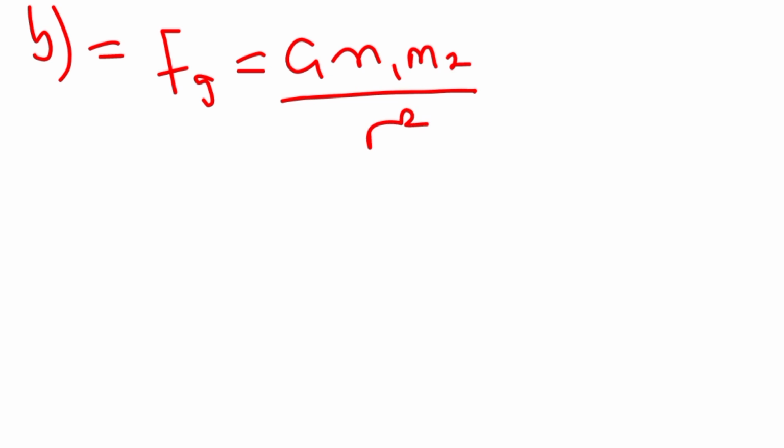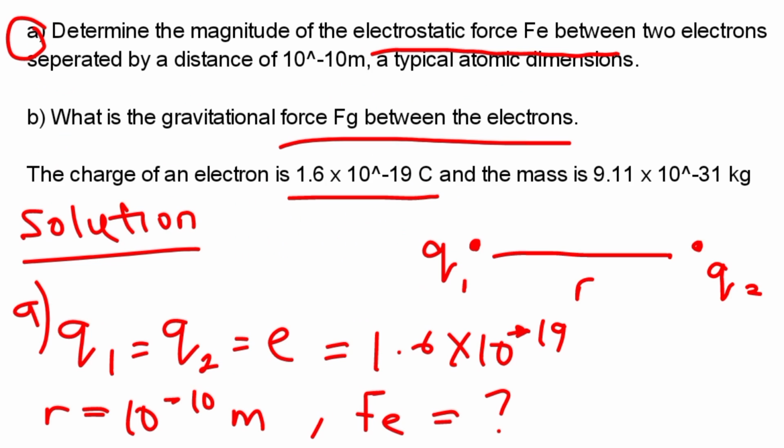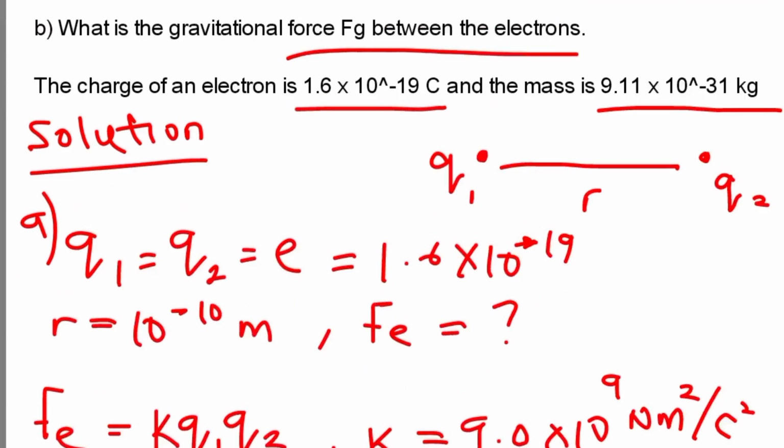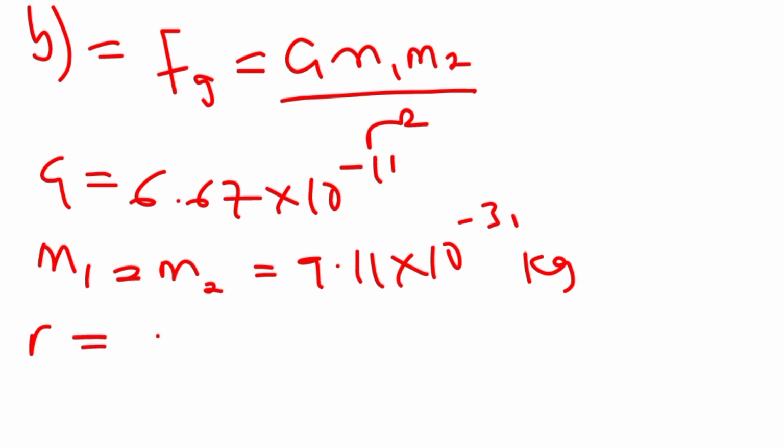For the second part of the problem, our aim is to look for Fg, the gravitational force, and it is equal to G m1 m2 divided by r squared, which is quite similar to that of the electrostatic force. So G, which is a constant, is equal to 6.67 times 10 to the power of negative 11. Then m1, the mass, is given to us as 9.11 times 10 to the power of negative 31. So all we need to do is substitute m1 equal to m2, equal to 9.11 times 10 to the power of negative 31 kg. Remember, r equals 10 to the power of negative 10.